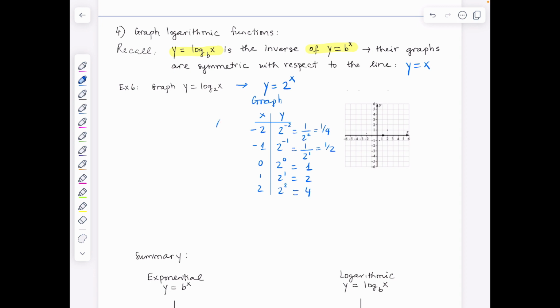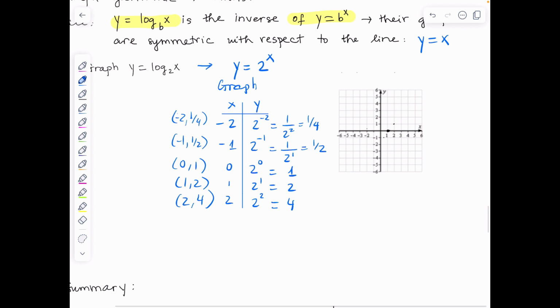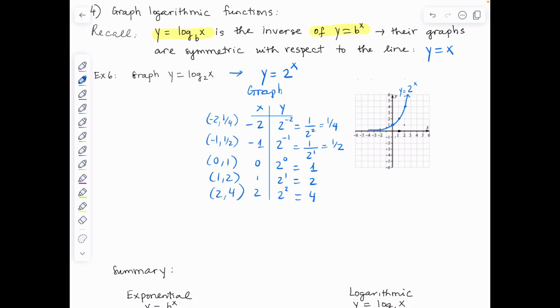So the ordered pairs we have here are negative 2, 1/4; negative 1, 1/2; 0, 1; 1, 2; and 2, 4. Let's plot these points. Negative 2, 1/4 would be about here. Negative 1, 1/2; 0, 1; 1, 2; and 2, 4. So this right here is the graph of the function y equals 2 to the x power.